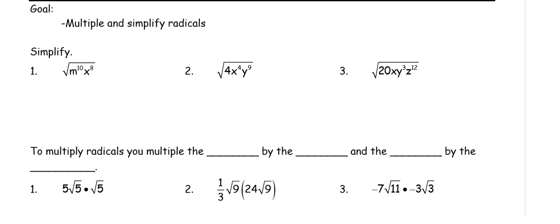This video is about multiplying and simplifying radicals. So before we get to multiplying, let's review what happens when we have a variable under our radical. So remember, we want to look at the exponent.